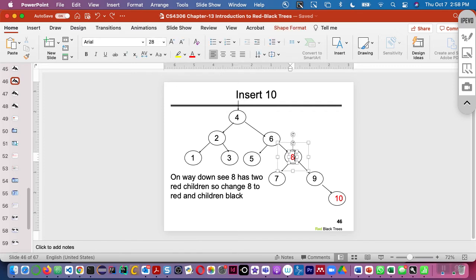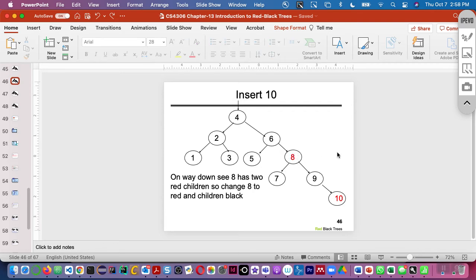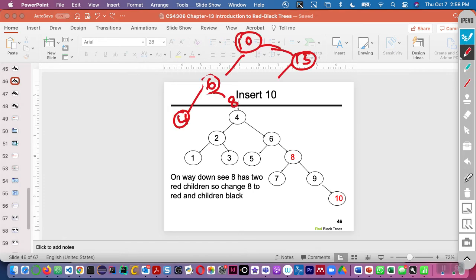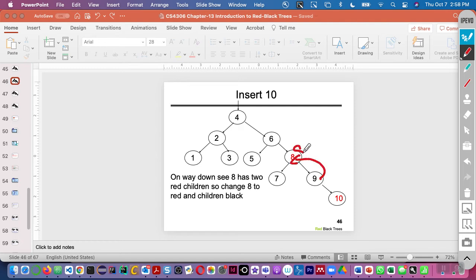Then follow the BST deletion. What is the BST deletion mode we discussed a few minutes ago? If you want to delete 8, go to its right subtree and get the minimum value, the lowest value. What is that? 9, right? Then put 9 over here. So 8 is gone, replaced by 9.